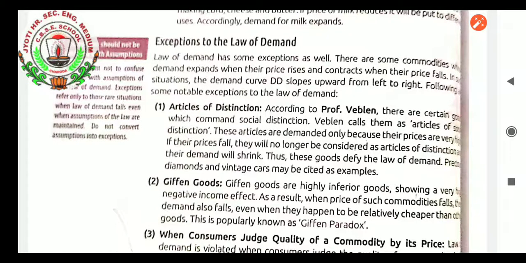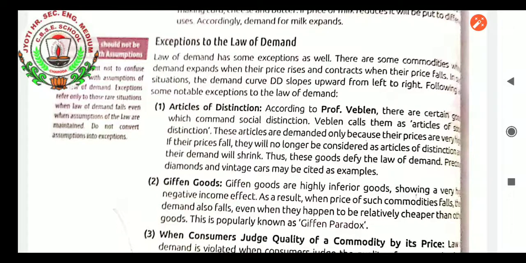Articles of distinction. According to Professor Veblen, there are certain goods which command social distinction. Veblen calls them articles of social distinction. These articles are demanded only because their prices are very high. If their prices fall, they will no longer be considered articles of distinction, and their demand will shrink. Thus, these goods defy the law of demand. Diamonds and vintage cars may be cited as examples.